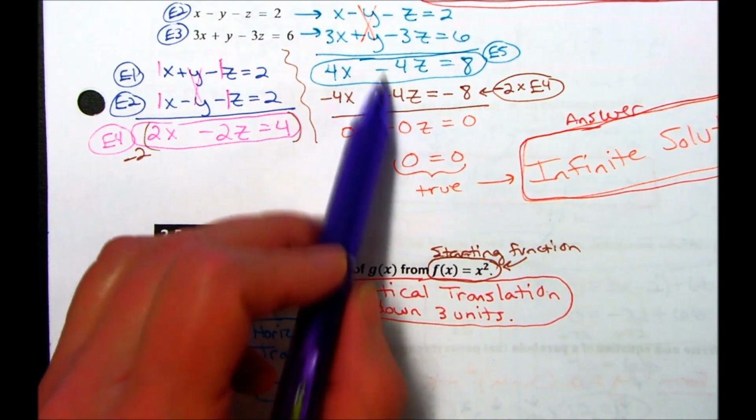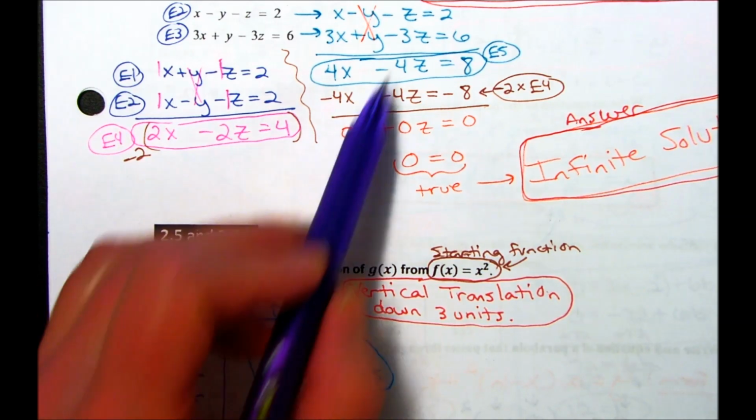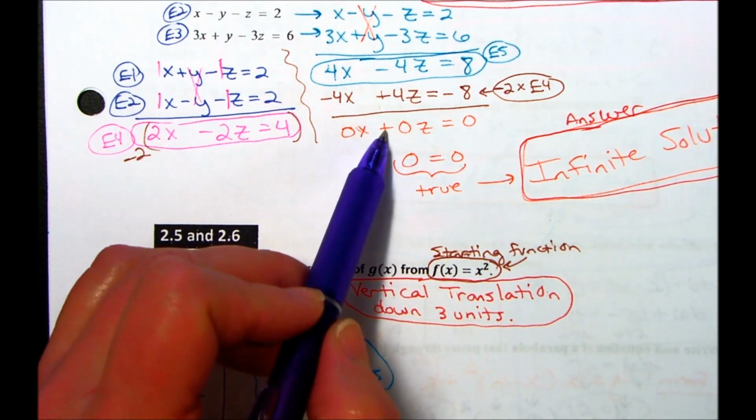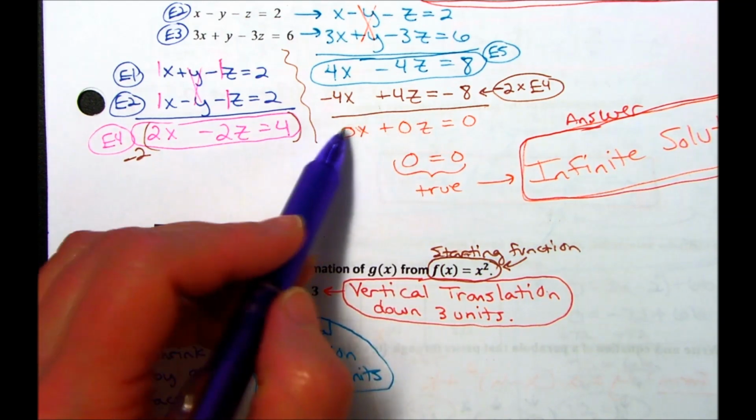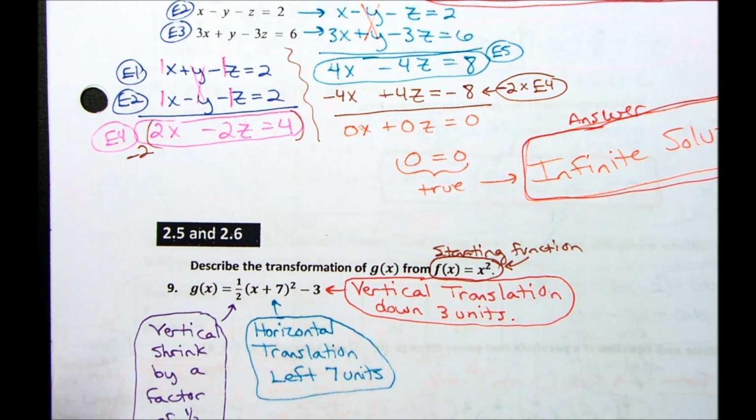So everything basically cancels. Your 4x minus 4x is basically 0x. Your -4z and positive 4z is 0z. So basically these are just 0. And then the positive 8 and -8 also cancel, which gives you 0.